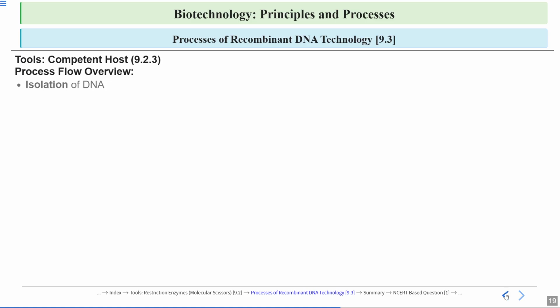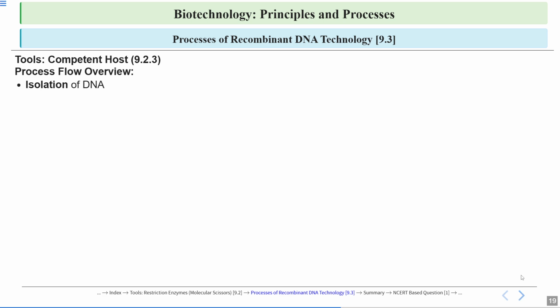Okay, so till now what we have studied are the different methods by which we can make our competent cells: chemical, physical, biological, and their disadvantages. Now it's time to study the process flow of how it is made. So what are the steps of recombinant DNA technology? Because till now we were studying the tools, now it is time to know what the steps are.